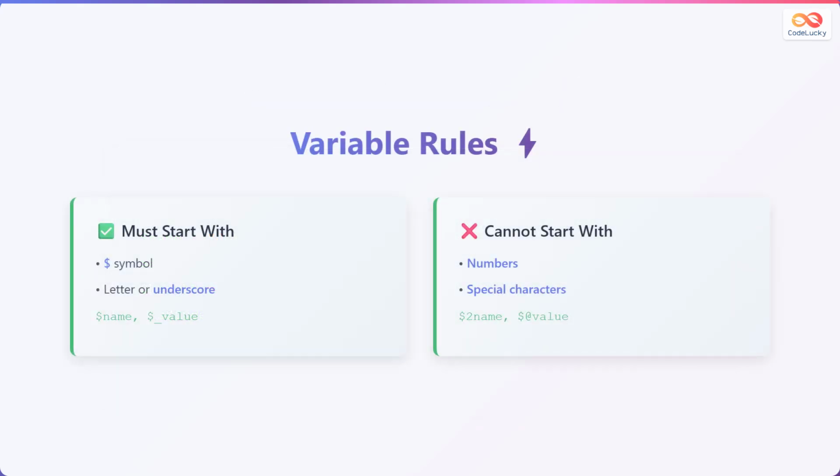Now, let's talk about the rules for naming variables in PHP. First, variables must start with a $ sign symbol. Second, variables should begin with a letter or an underscore. For example, $name and $_value are valid variable names. Variables cannot start with numbers or special characters. For example, $2name and $@value are invalid variable names. Following these rules will help you create valid and readable variable names in PHP.